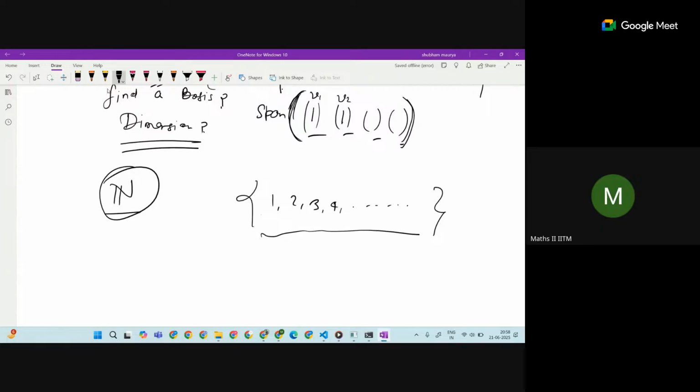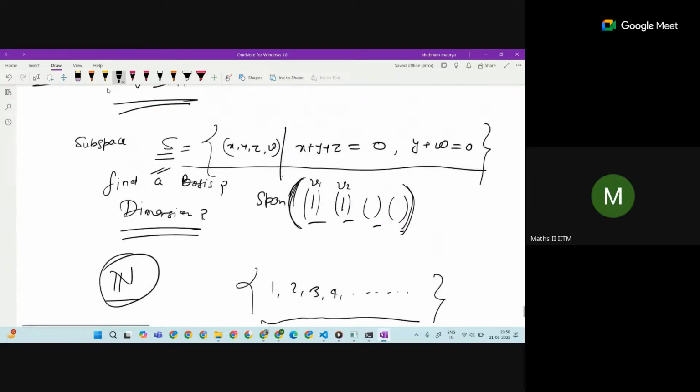Okay. So similarly, this is a subspace, no? So I want to find a much simplified representation. This is one answer for this. We are actually finding the basis.